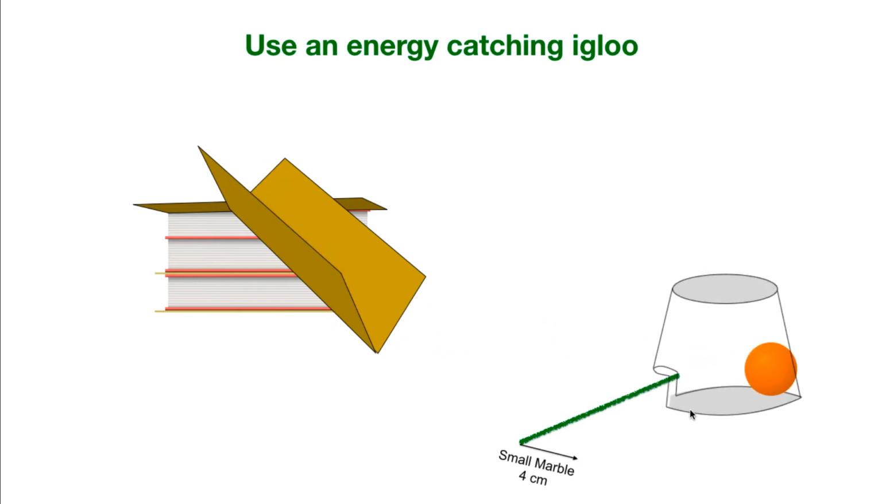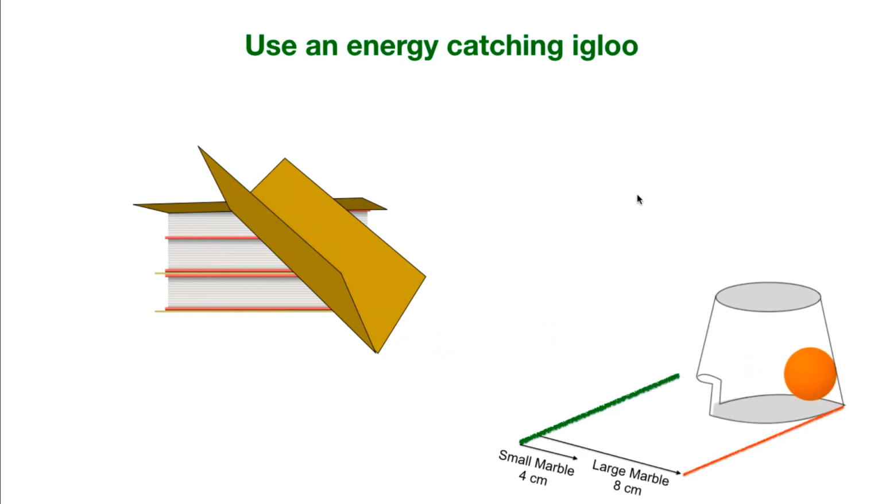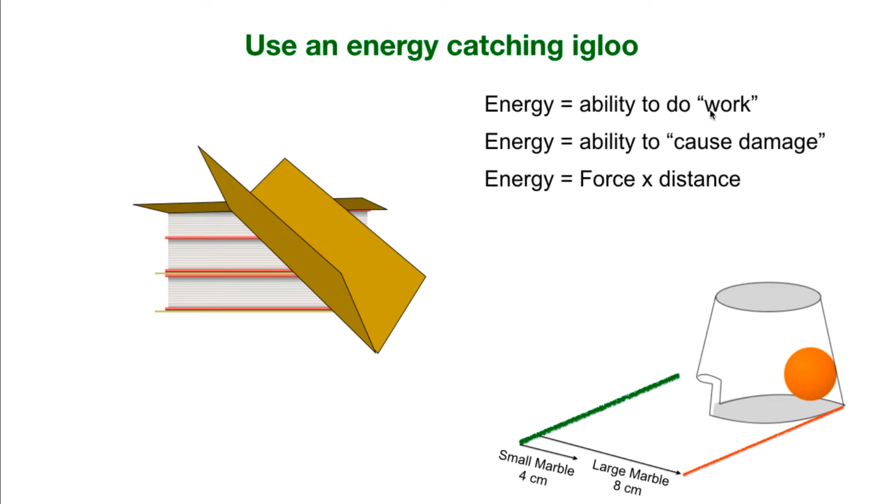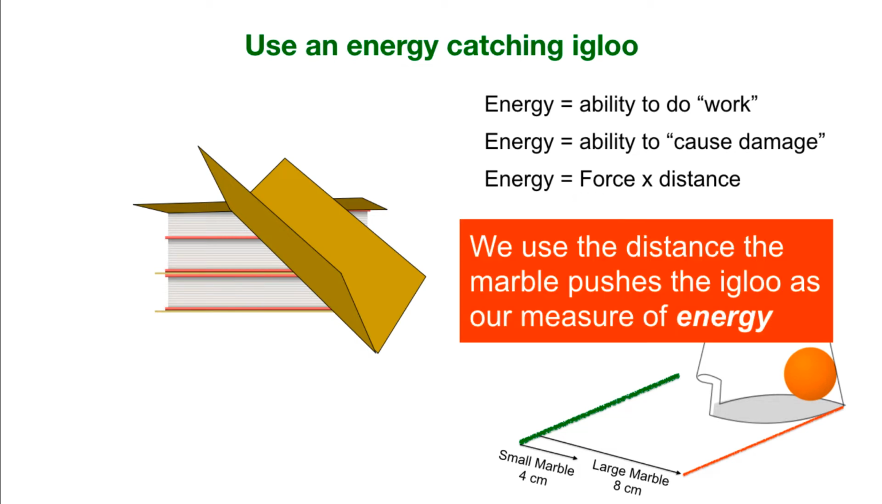So how does this work? Energy is often defined as the ability to do work. I like to also call it the ability to cause damage. But the formal definition of work is force times distance. With our middle school students, we're often good just saying to them that we're going to use the distance that the marble travels as our measure of energy, a proxy for energy. But let me convince you teachers that this is legitimate. The work is done against the friction force, which stays relatively constant for the igloo throughout the trials. That means that the energy is just proportional to the distance.